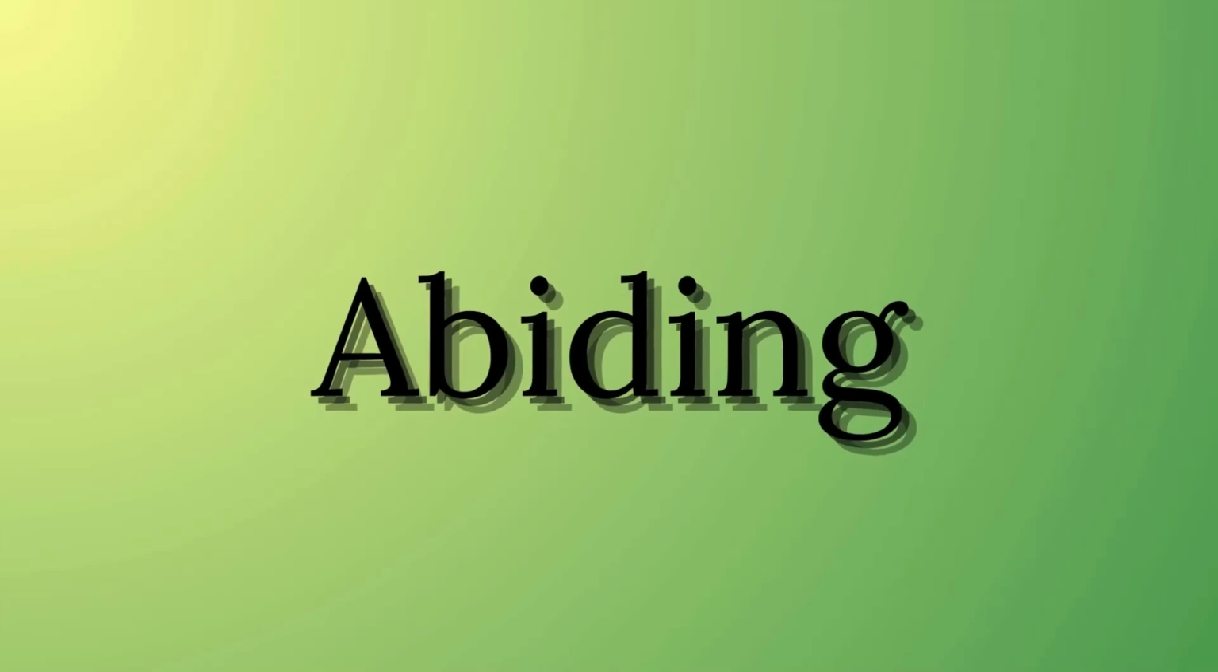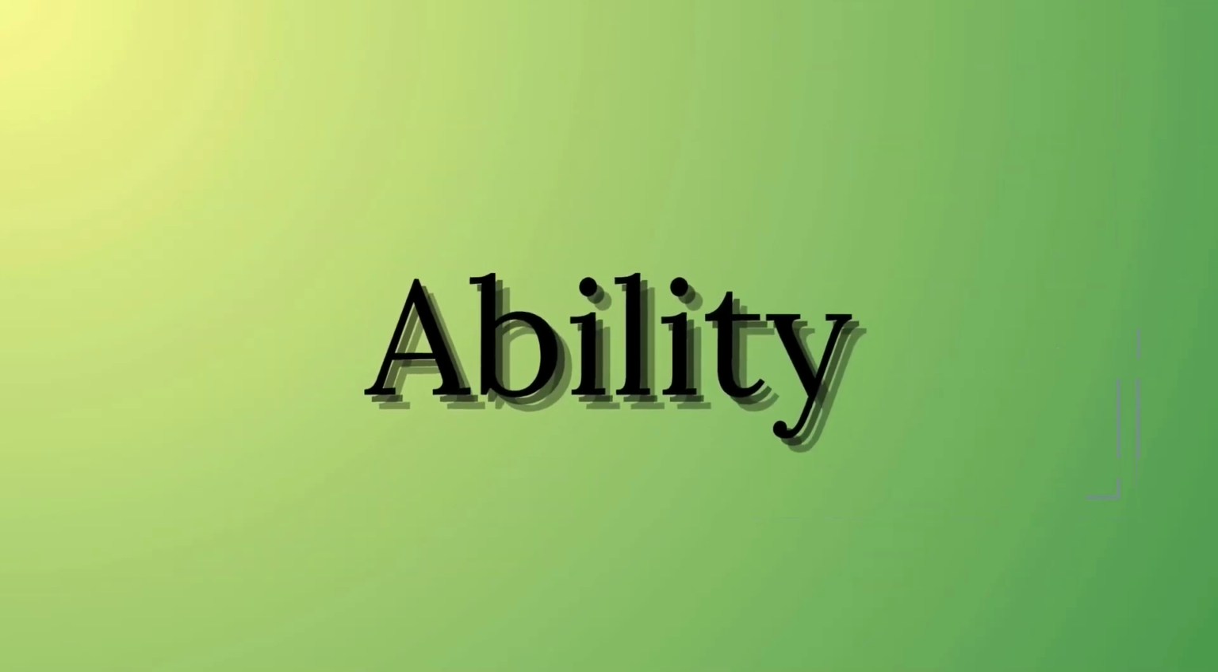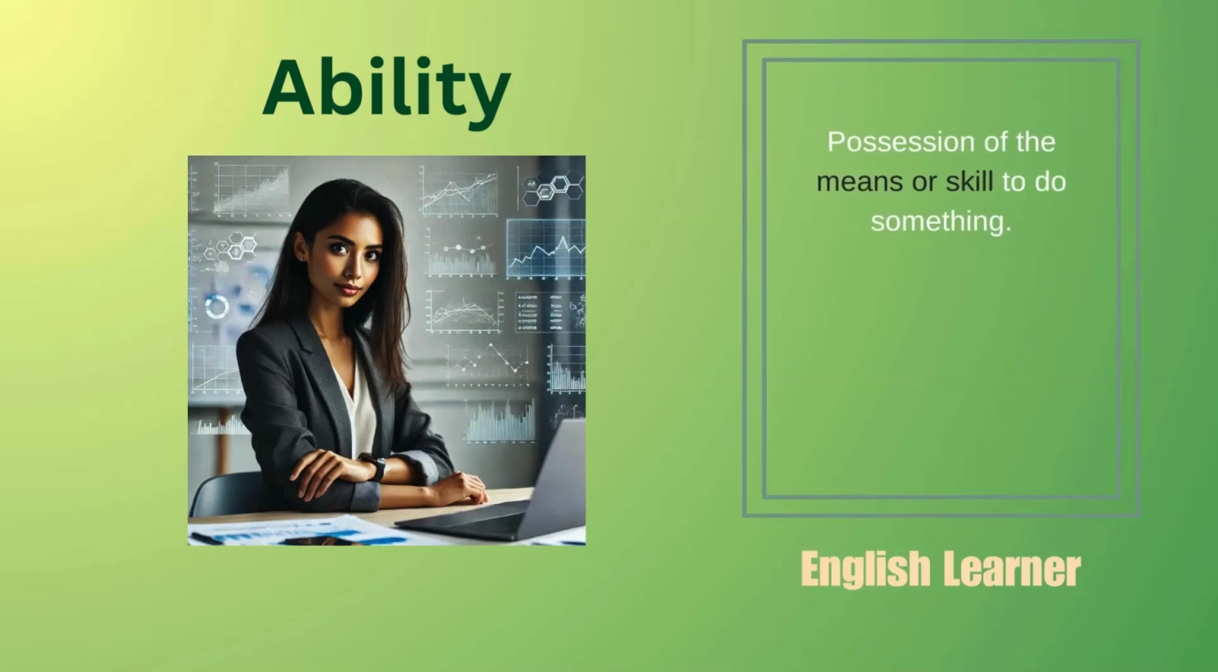Abiding. Lasting a long time, enduring. Example. She had an abiding love for her hometown. Ability. Possession of the means or skill to do something. Example. She has the ability to solve complex problems.